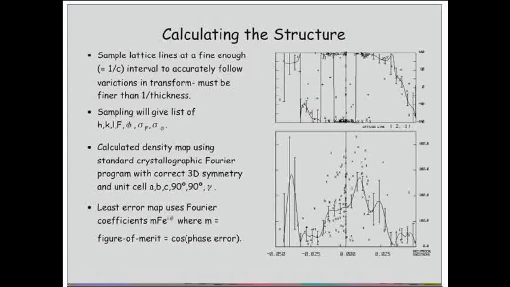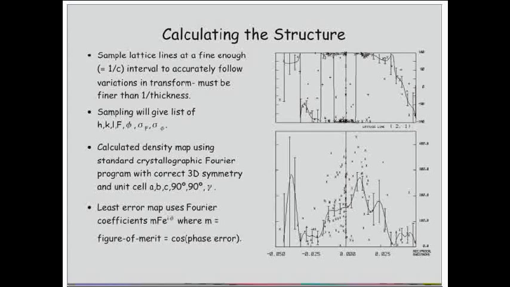And once you've done that, then you end up with a list. You've got an H, a K. Now instead of a Z star value, which could be any value along a continuum, we've got discrete L values. So we've now got that third index for the third dimension. We've got an amplitude, a phase, and then some estimates of error in amplitude and in phase. And then, just using standard X-ray crystallographic programs for three-dimensional crystals, we can do a Fourier synthesis to calculate our structure.